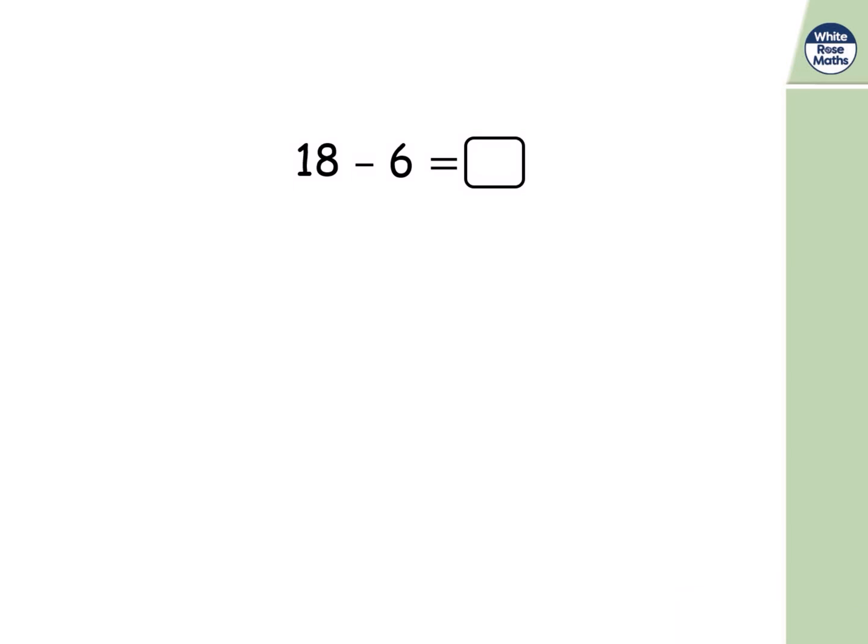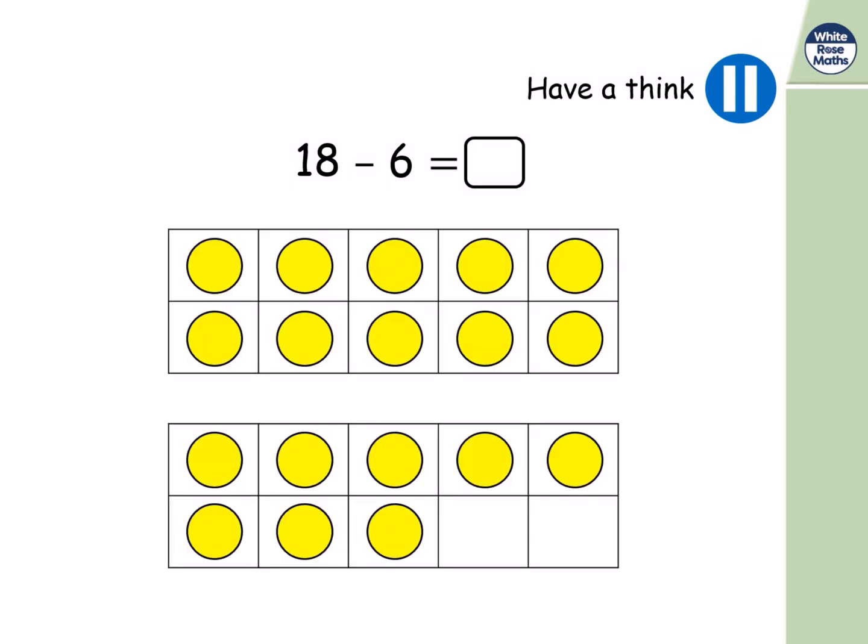Our first question is 18 subtract 6. And my question to you is, which manipulative do you think would be useful for helping with this? I've gone for 10 frames, and I've put 18 in the 10 frame, that's my whole, and then I'm subtracting 6. So I'm going to cross off 6. You might not have 10 frames, but you can draw some, and you can draw the 18 counters inside, and then you can cross off 6 and see that you've got 10 and 2 more left over. 12. 18 subtract 6 is equal to 12.